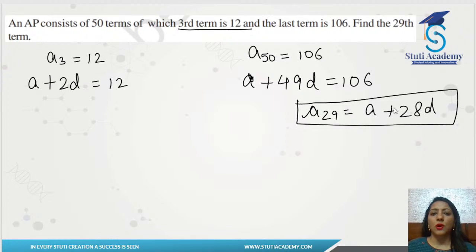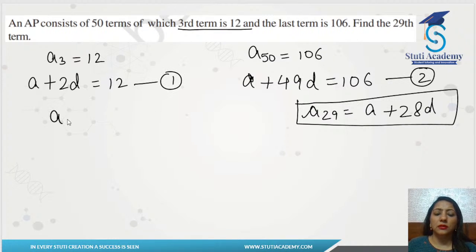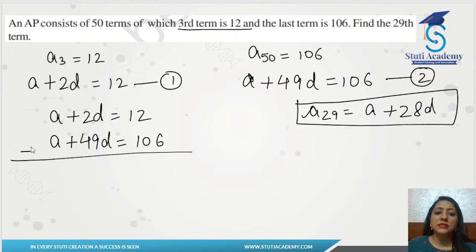So this one is similar to what we did in the previous question. These are two equations which we have. We are going to write them one below the other. A plus 2D is equal to 12. A plus 49D is equal to 106. And then we will subtract these two in order to get rid of A. We'll mention here that we are subtracting.